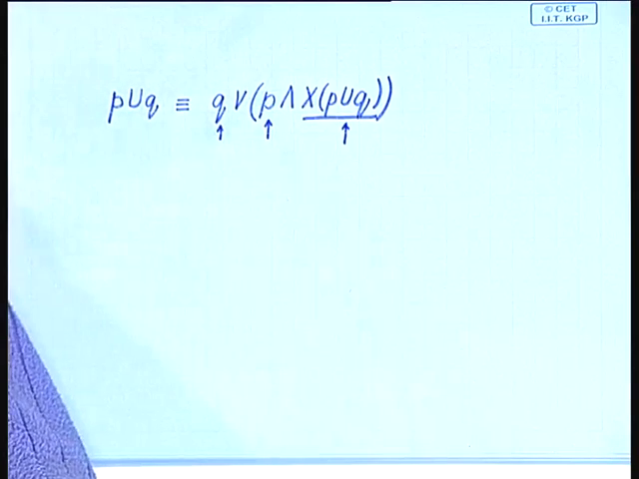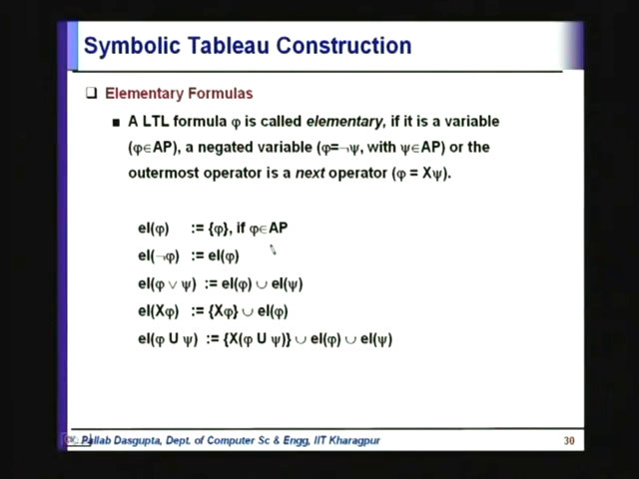So, let us see how we construct the elementary subformulas from var phi. The elementary subformula of var phi is var phi itself if var phi belongs to the atomic propositions. So, if the property is an atomic proposition, then it itself is the elementary subformula. If you have not of var phi, then the elementary subformulas of not of var phi are the same as the elementary subformulas of var phi. So, not is simply dropped.